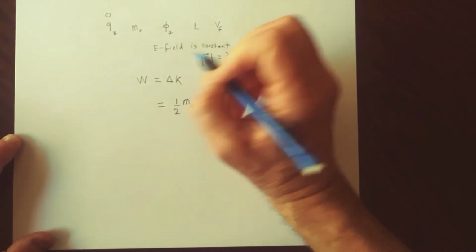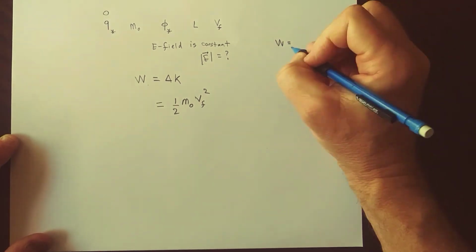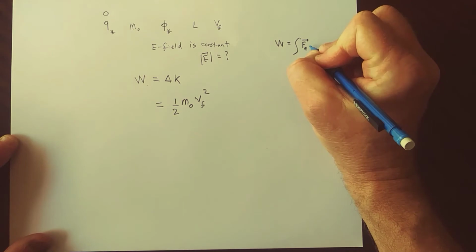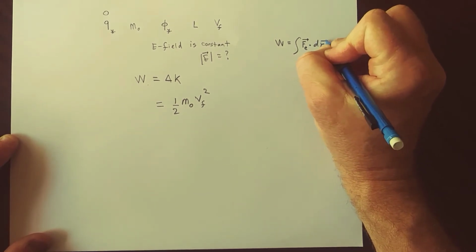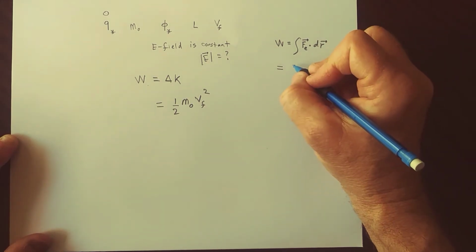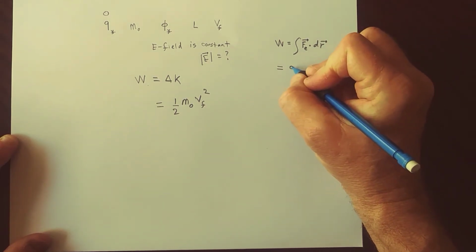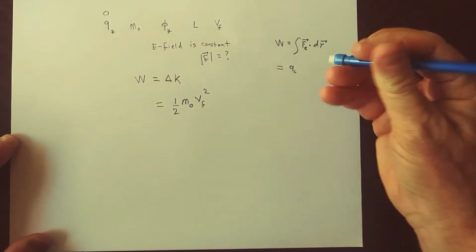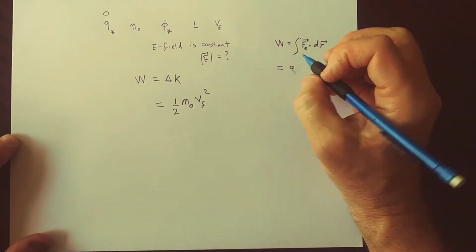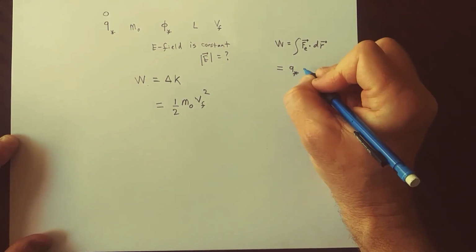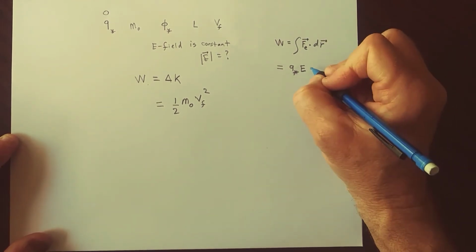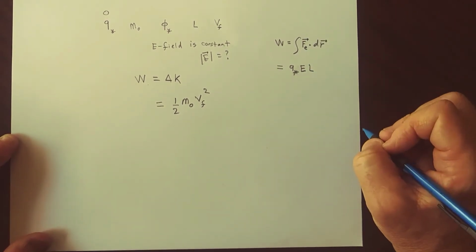because the electric field is a constant. So the work is just the integral of the electric force over the distance that the particle travels, which is in this case the value of the charge Q star. It's Q star times the constant electric field that we don't have. So it's Q star times the magnitude of the electric field times the distance traveled, which is L. And so that's the work in this case.